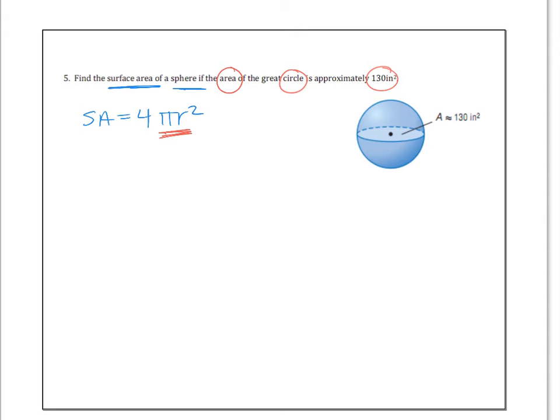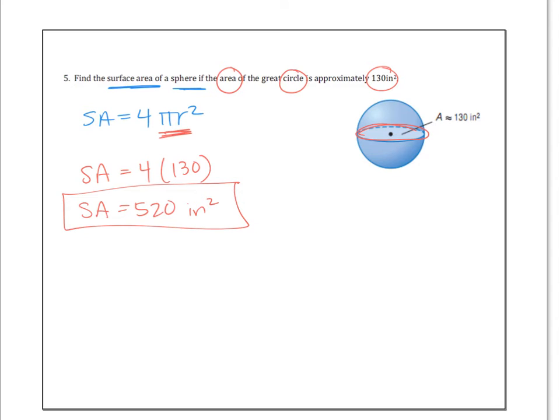So if you see the shortcut, they're giving us how big this circle is. It takes 4 of those to cover the sphere. So a shortcut is you could just do 4 times 130. Kind of cool little shortcut. This ends up being 520. So 520 inches squared would be the surface area of this sphere.